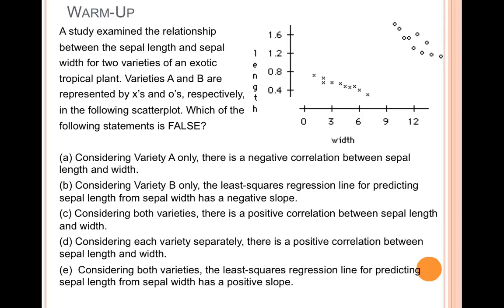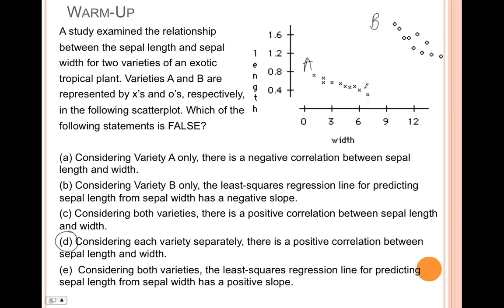Okay, the answer to this question is D, okay? It says a study examined the relationship between sepal length and sepal width for two varieties of an exotic tropical plant. I don't really know what that means, but that doesn't matter, okay? All I have to be able to do is analyze this scatter plot. Varieties A and B are represented by X's and O's respectively, which means the X's are variety A and the O's are variety B. Which of the following statements is false?